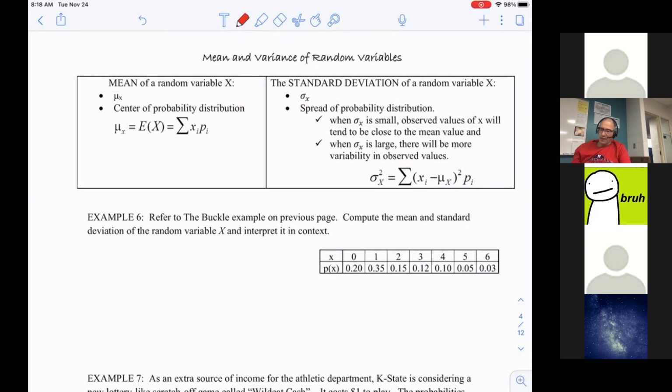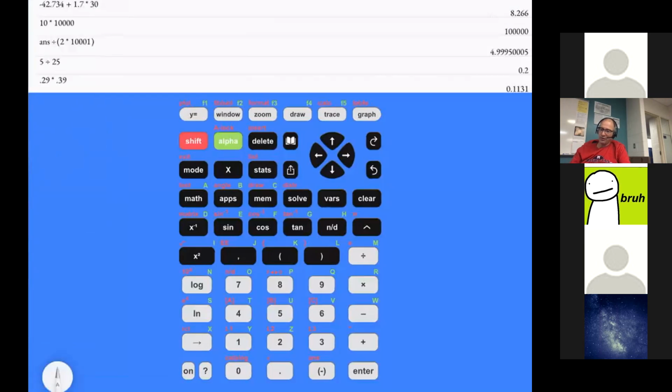Looking real fast, we have the mean and variance of random variables. Okay, so now we're going to have that probability distribution. Here we have a nice little chart. Refer to the buckle example on the previous page. So this is that buckle example, and we want to find out, what's the mean and standard deviation of the number of items sold by that particular person at the buckle? Okay, so we have a formula to do this. The formulas that you're given are written out here.